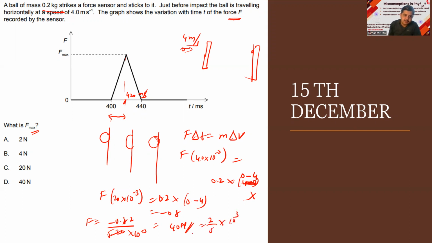10 power minus 3 goes to the numerator and becomes 10 power 3. So in other words, this becomes 2000 divided by 5. When you do the multiplication and division, ultimately the answer is 40 Newton. Thus the answer is 40 Newton.